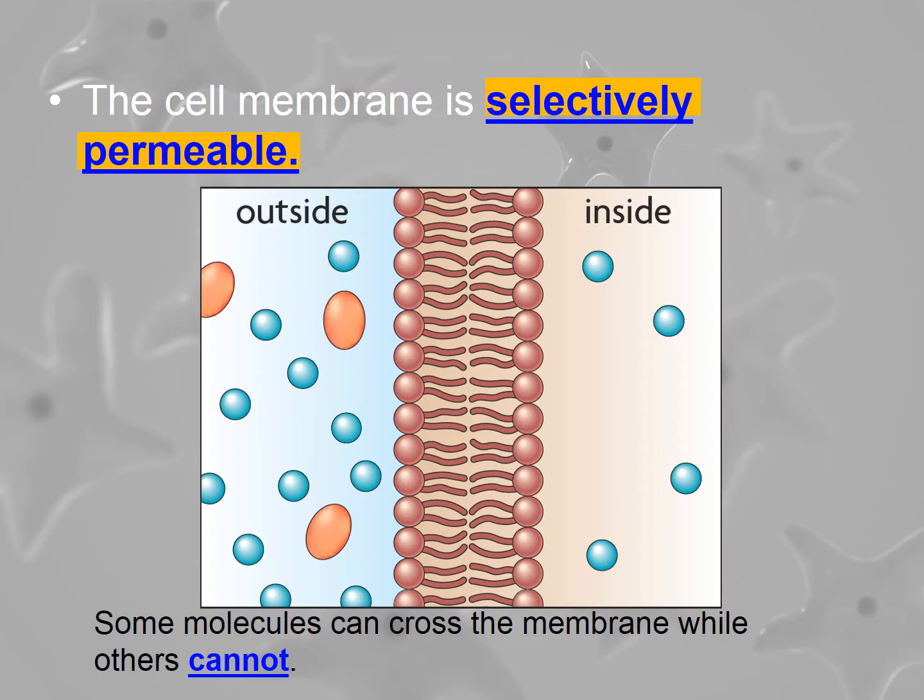So the cell membrane has a quality that is called selectively permeable. Please highlight that. Basically what it means is that some molecules can cross the membrane and others can't. Think about what it means to be selective. If you're selective, that means you're being picky or choosy. And permeable means it can go through.